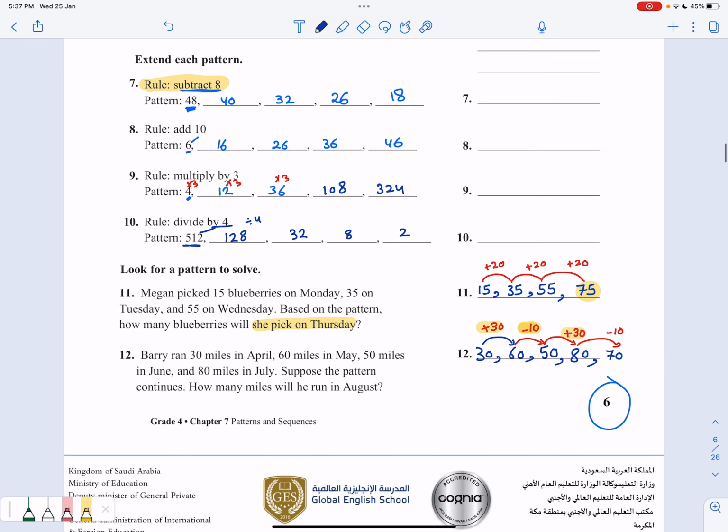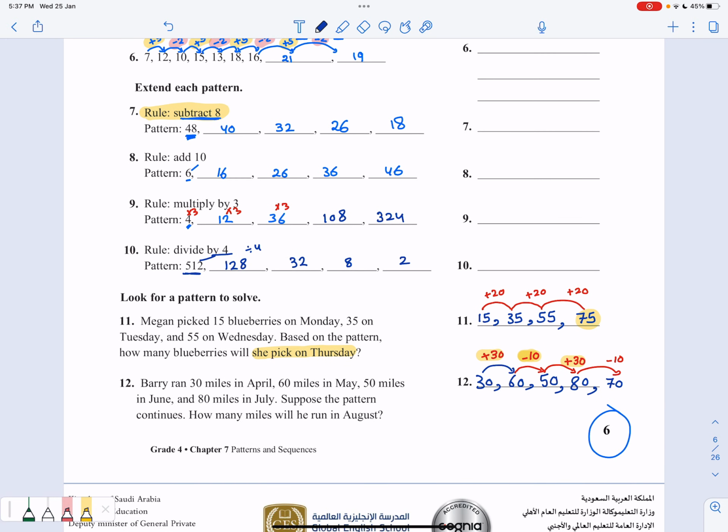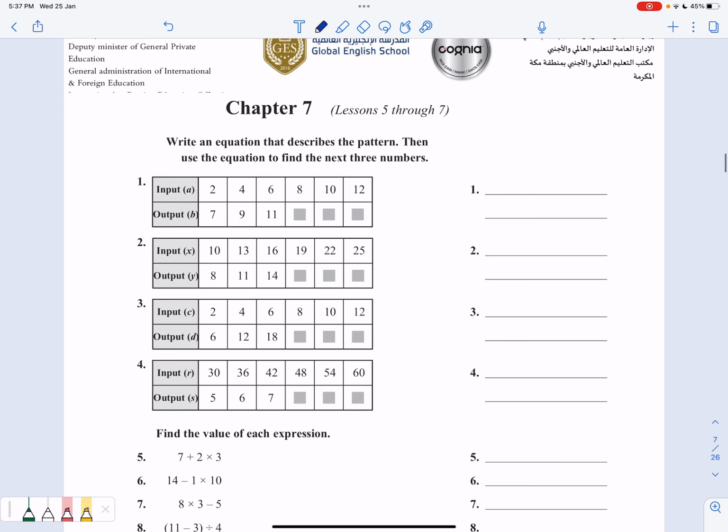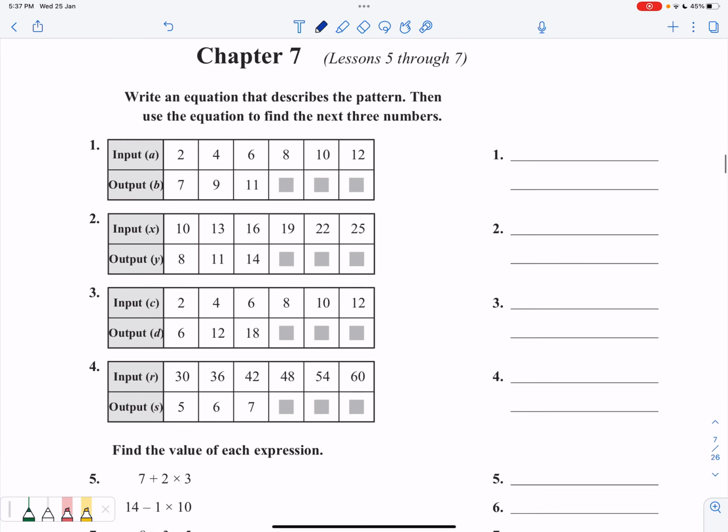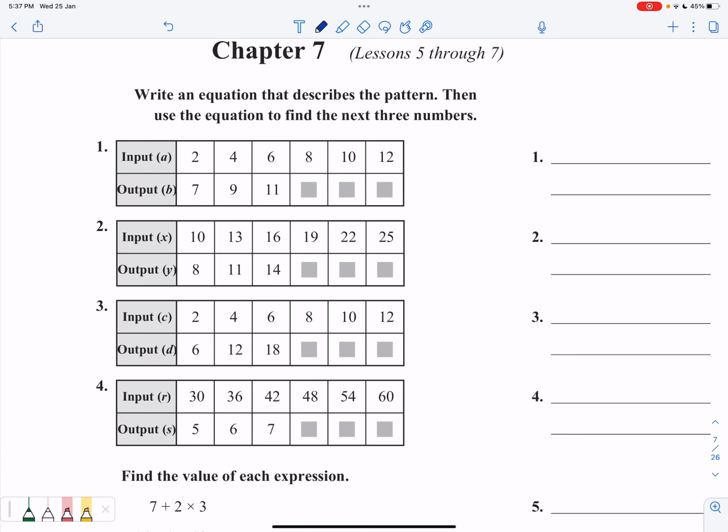This is how we solve this question. Let's continue to the next page. On this page, we have to write an equation that describes the pattern, then use the equation to find the next three numbers. So we need to take a look at the input and the output to write an equation and to see how the next three numbers will be. So let's see.